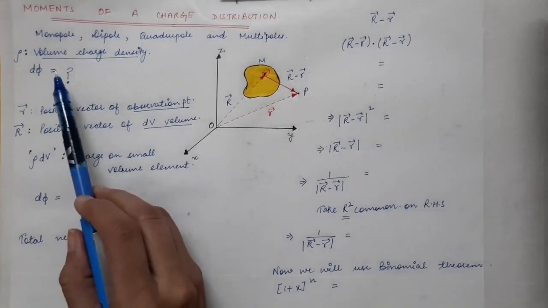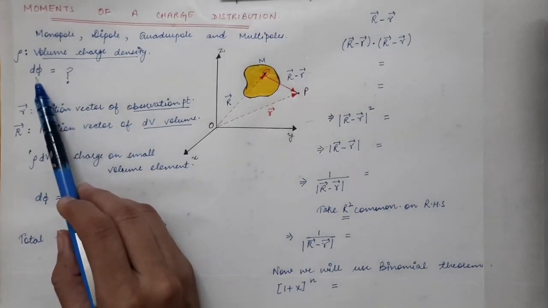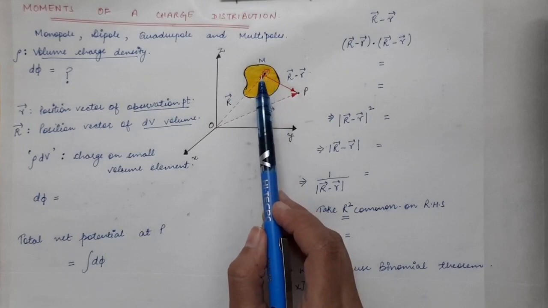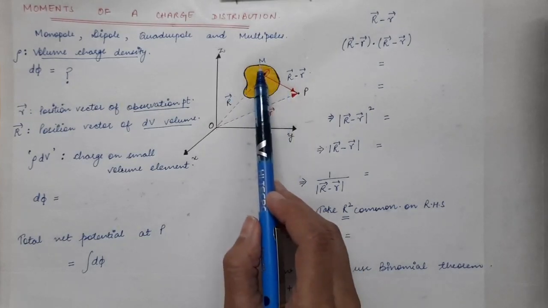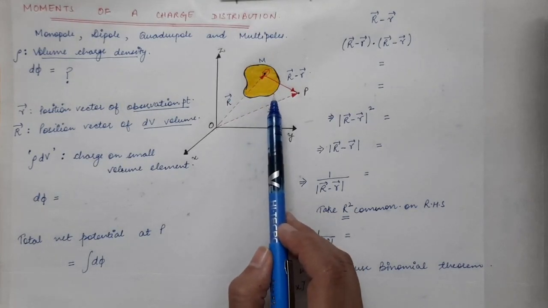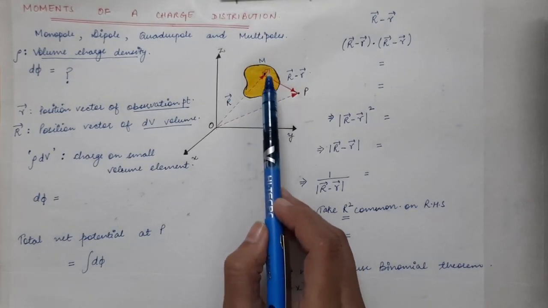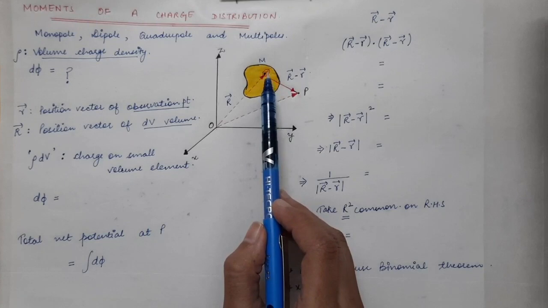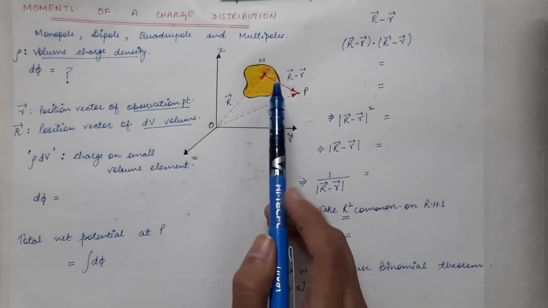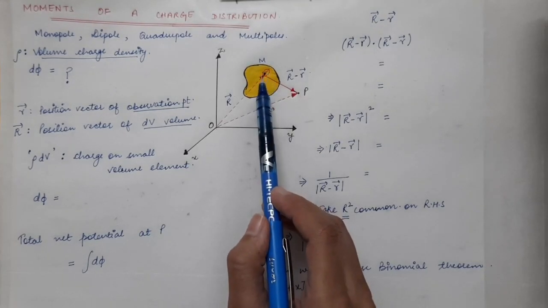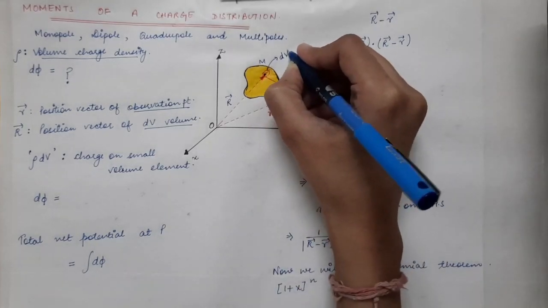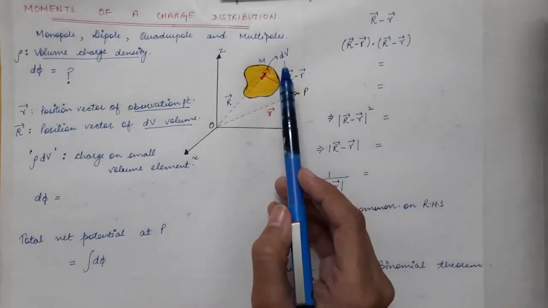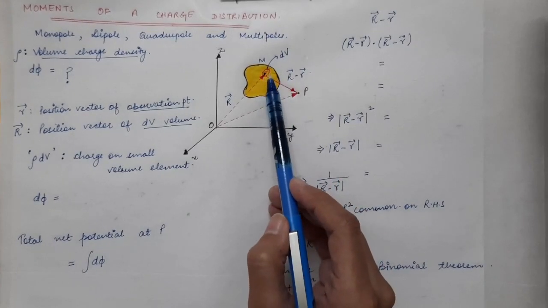So first of all we are going to find the potential due to this small volume element. Now this whole system is charged. So this is a charge distribution, and this volume element will also carry some amount of charge. So let's say the volume of this small element is equal to dV, the small volume of the volume element which we have considered.